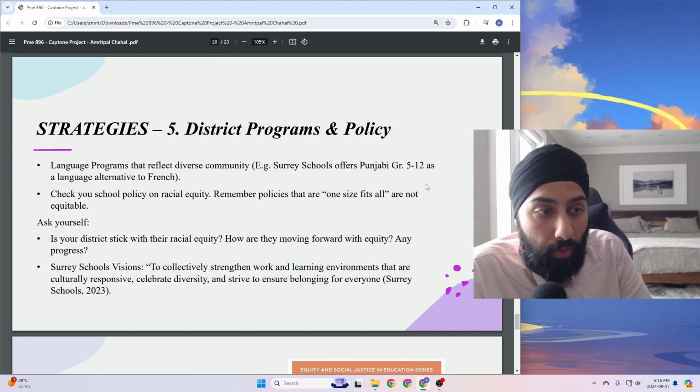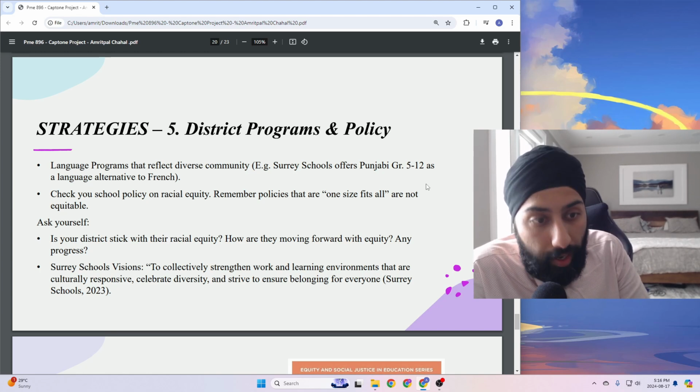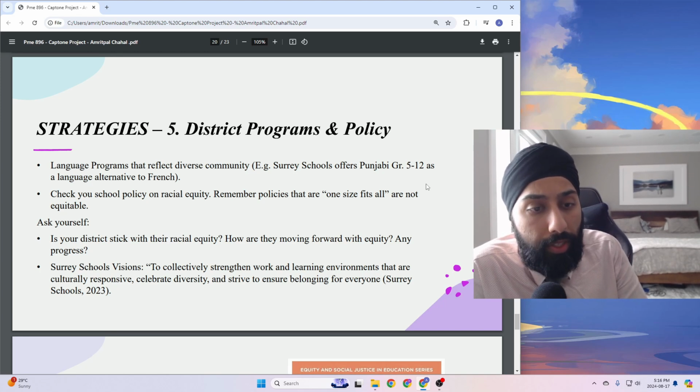Finally, check your school policy on racial equity. Remember, policies that are one size fits all are not equitable. As well, policies are not law. They can be changed to meet more equitable needs. Is your district sticking with their racial equity? I want you to ask yourself that. How are they moving forward with equity? Is there any progress being made?